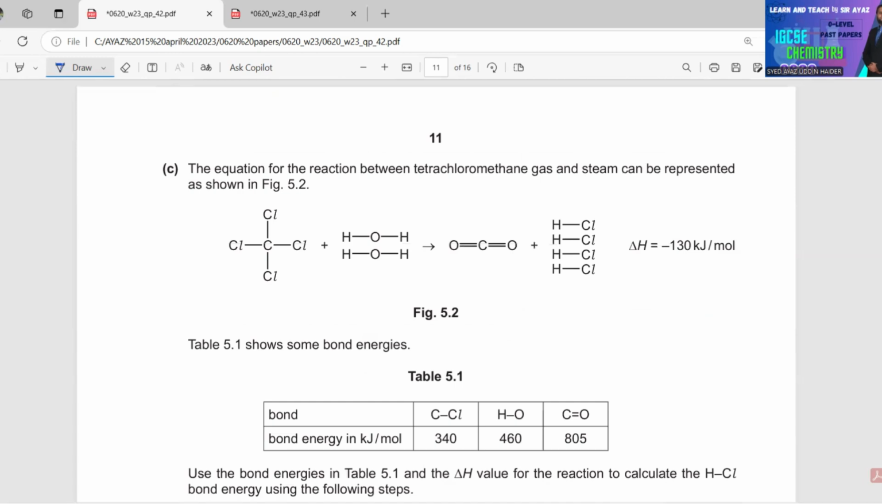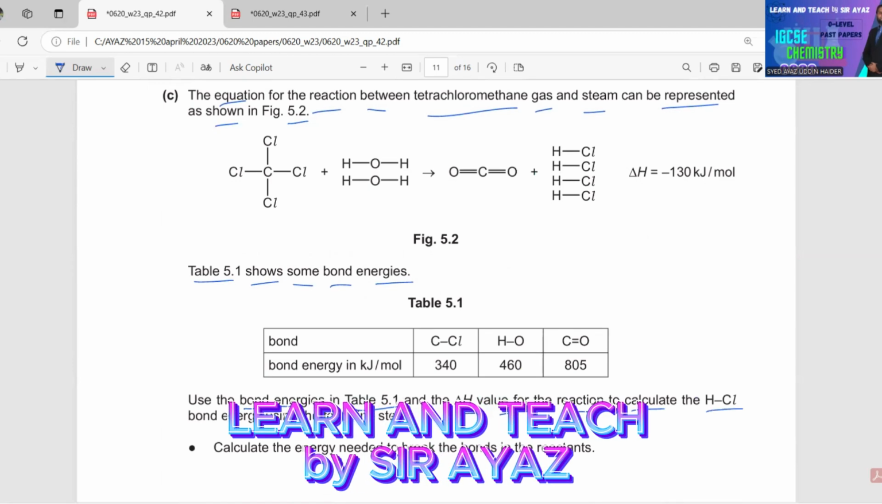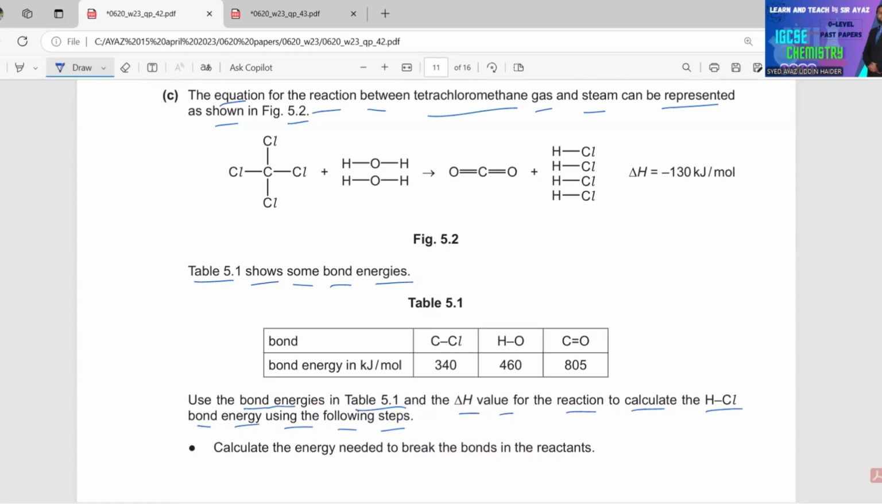Moving to question number 6, part 6 of this question. The equation for the reaction between tetrachloromethane gas and steam can be represented as shown in figure 5.2. Here's the reaction. Table 5.1 shows some bond energies. Use the bond energies in table 5.1 and the delta H value for the reaction to calculate the HCl bond energy using the following steps. Now calculate the energy needed to break the bonds in the reactant side.